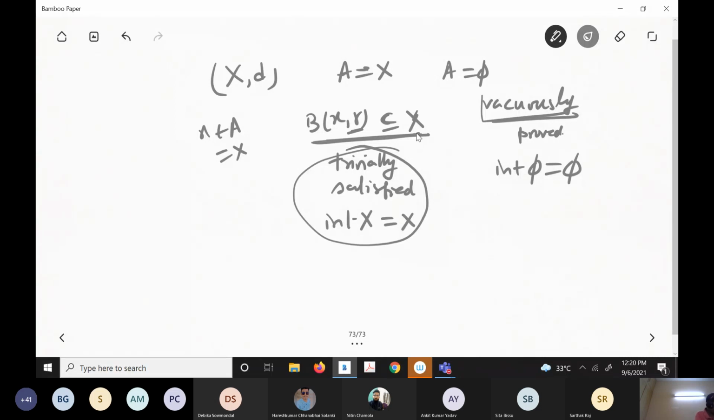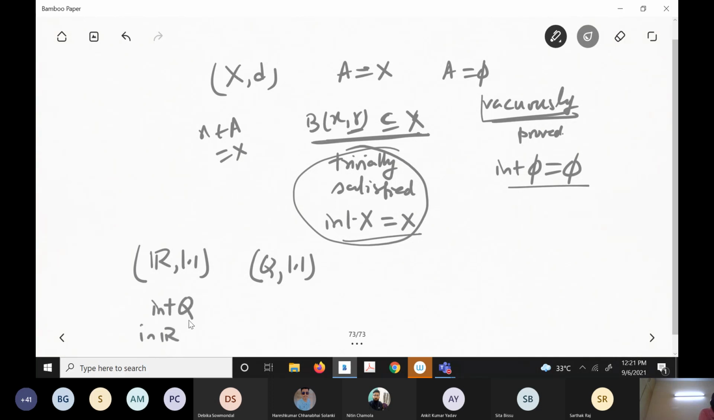So for two sets, you always know that I have written interior of X. But be careful. Look, if I take interior of Q in R, you have got the empty set, right? But what happens in Q? Here, when I'm writing interior of X, this is interior of X in X, right? So interior of Q in Q will be Q itself. And here it is phi. So it is very important where you are considering your interior.